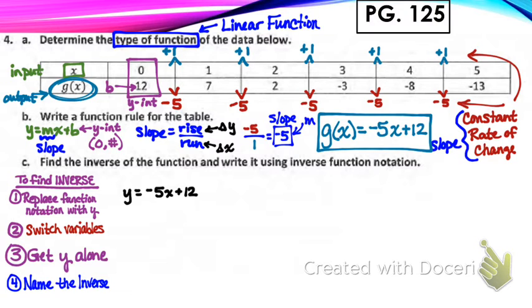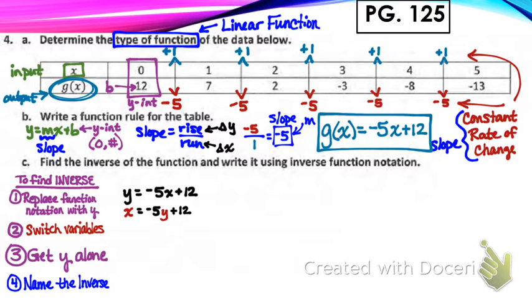What are the variables we have here? X and y. X always means input, and y always means output. So I switch those because my input and my output are switching places. So x equals -5y plus 12. Absolutely correct. X equals -5y plus 12.